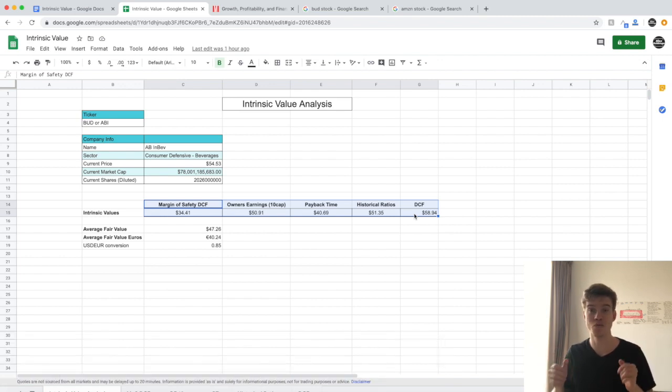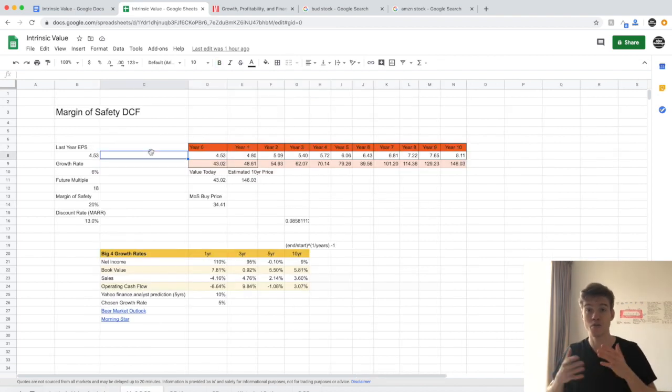The first method and the one that we're going to be covering today is the margin of safety discounted cash flow method. So I'm going to give you guys a brief overview of this method and then I'm actually going to explain it in much more detail. So don't worry, by the end of this video, you'll actually be able to understand it.